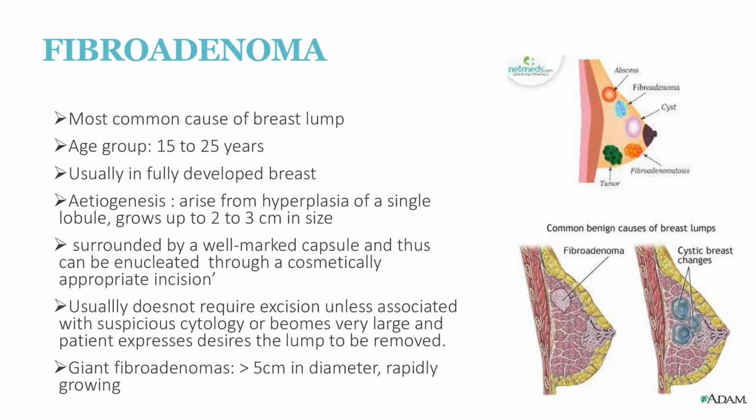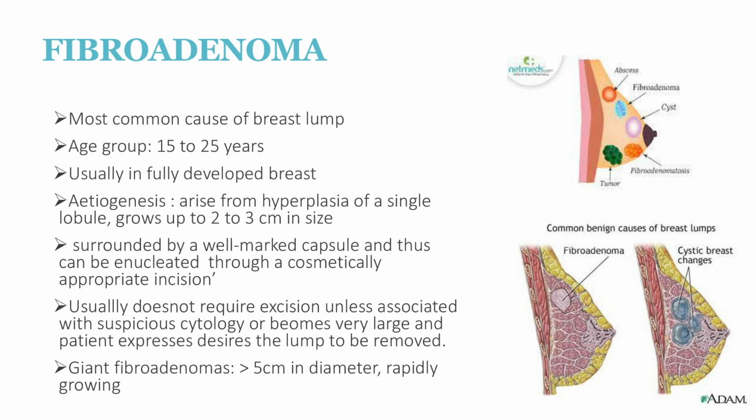Now fibroadenoma is the next thing. Fibroadenoma is the most common cause of breast lump. Any patient who comes saying, sir, I have a lump, the first diagnosis to consider is fibroadenoma. It is written in the book that the most common cause of breast lump is fibroadenoma. It happens in the age group of 15 to 25 years, usually in a fully developed breast. It arises from hyperplasia of a single lobule and grows up to 2 to 3 centimeters in size.